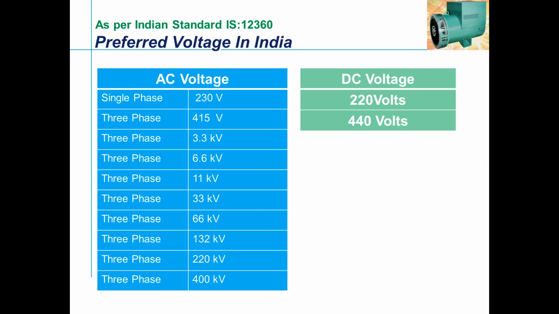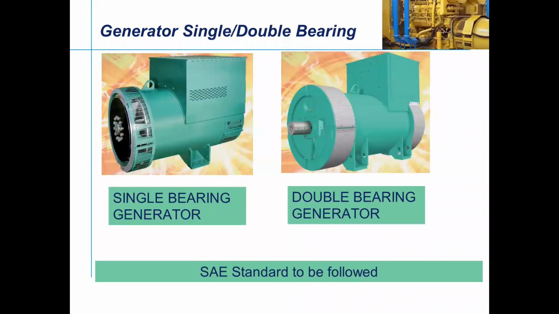Of course, we were discussing DC voltage generators. Predominantly, they come in 220 volts and 440 volts. But generally, DC voltage generators are very rare in operation, where there is a conversion of AC to DC, and DC to AC. So there is a good number of brushless generators with AC voltage, which is a very evident and proven design in the global market. Coming to the generator, single bearing and double bearing.